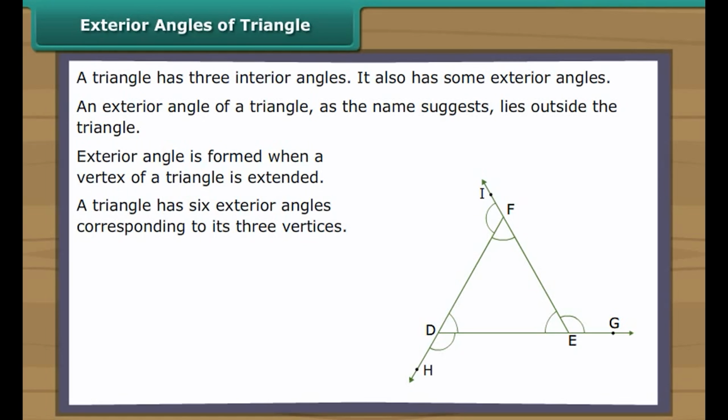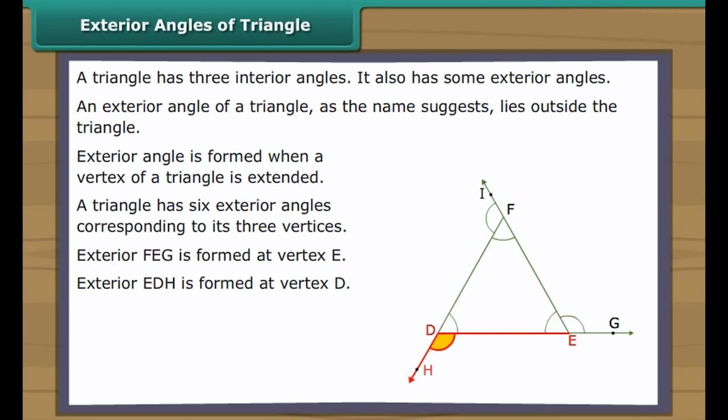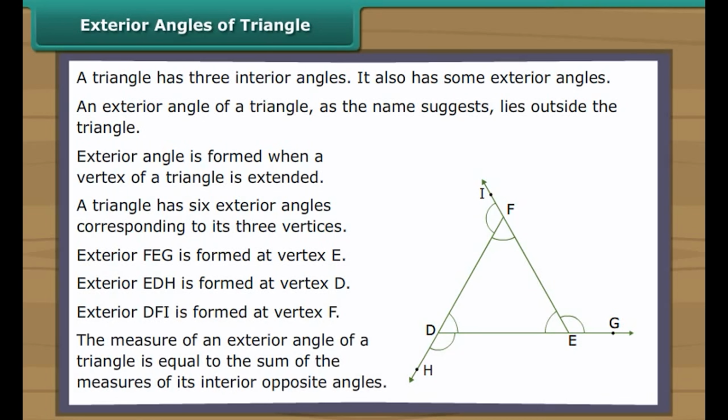If we extend vertex E of triangle FDE, exterior angle FEG is formed. Similarly, when we extend the vertices D and F, exterior angles EDH and DFI are formed. The measure of an exterior angle of a triangle is equal to the sum of the measures of its interior opposite angles. In the figure, angle FEG is equal to the sum of angles FDE and DFE.